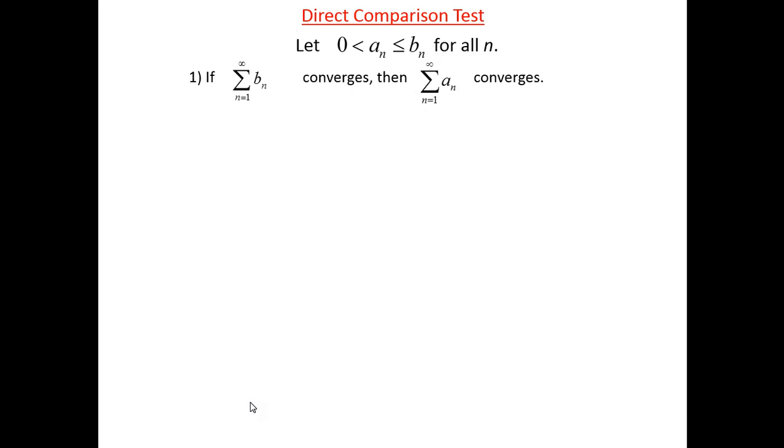So we call this the direct comparison test. So make sure you write this down. This is the test itself. So let a sub n be a positive sequence, and let it be less than or equal to b sub n for all n. If we know by some other test that b sub n converges, then that forces a sub n to also converge because it's below b sub n.